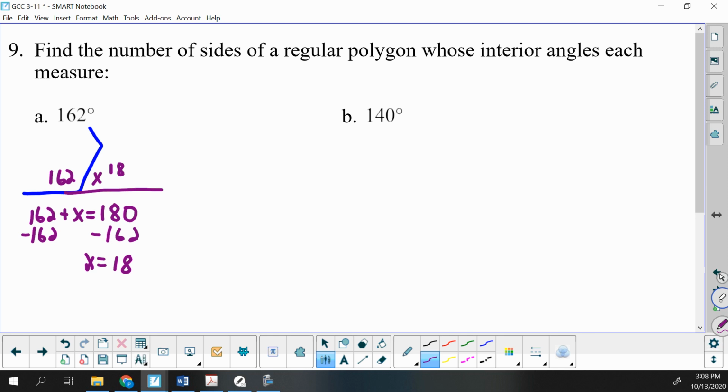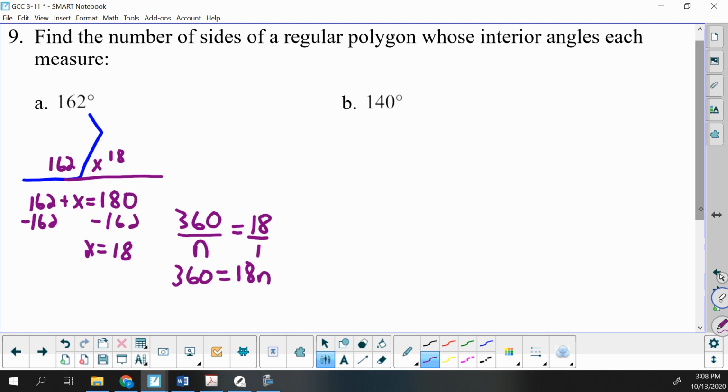Well, now we can do like we did at the start of the lesson. We'll do 360 divided by the number of sides, which we don't know, we'll call n, equals our one exterior angle, which is 18. We'll put that over 1 and we'll cross multiply, which will give us 360 equals 18n. We'll divide both sides by 18, and we'll get n is equal to 20. 20 represents our number of sides in the original polygon.